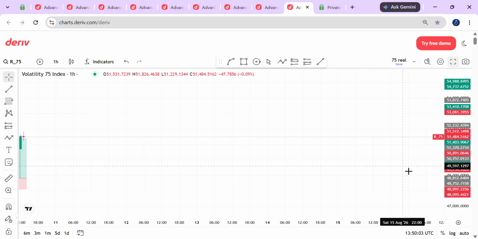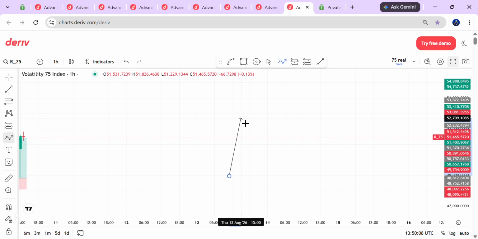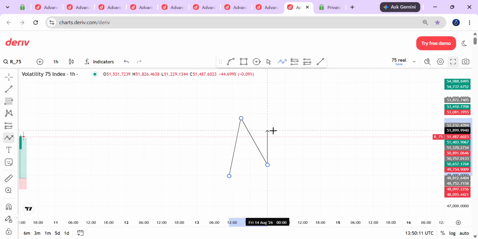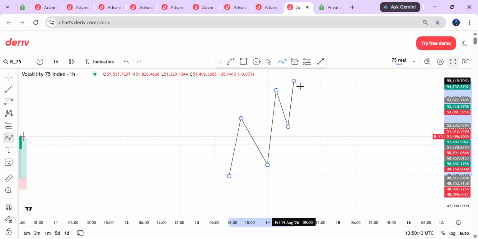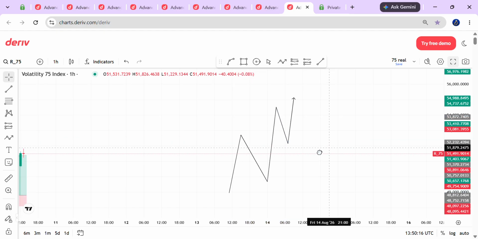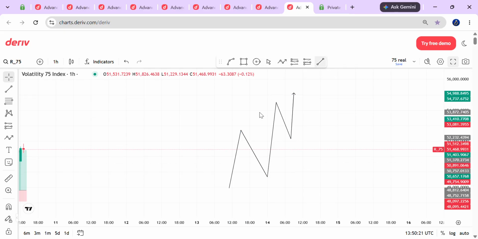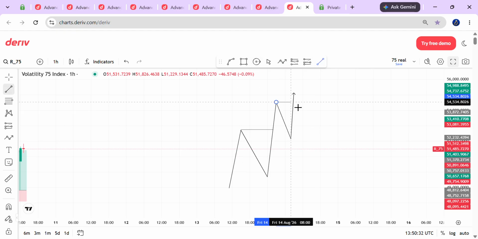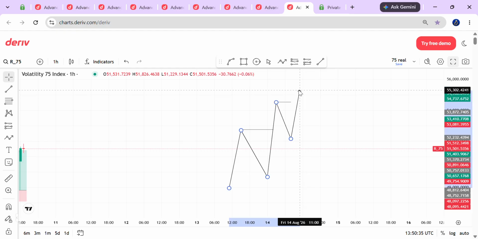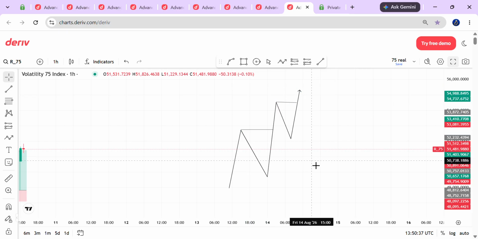So now let's say this is our chart. Now the price is moving in one direction. Now we have a break of structure to the upside. We also have another break of structure to the upside. That means this price is moving in one direction. That means we know the general bias, which is an uptrend.